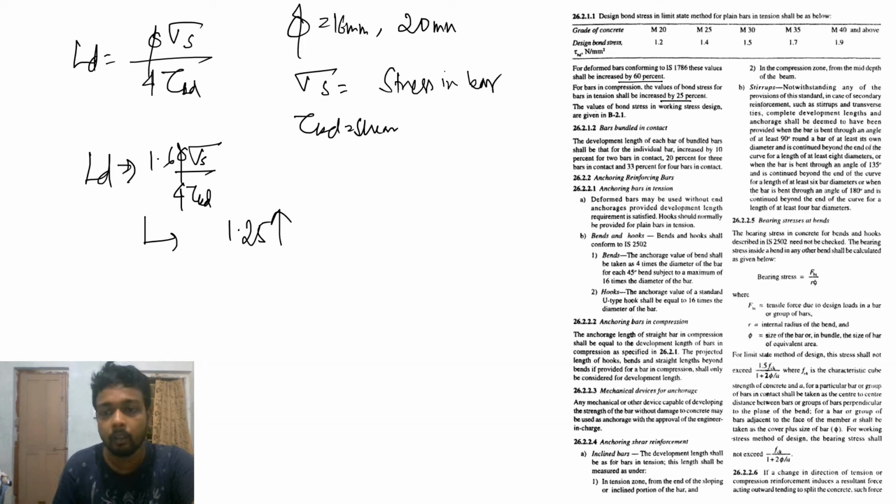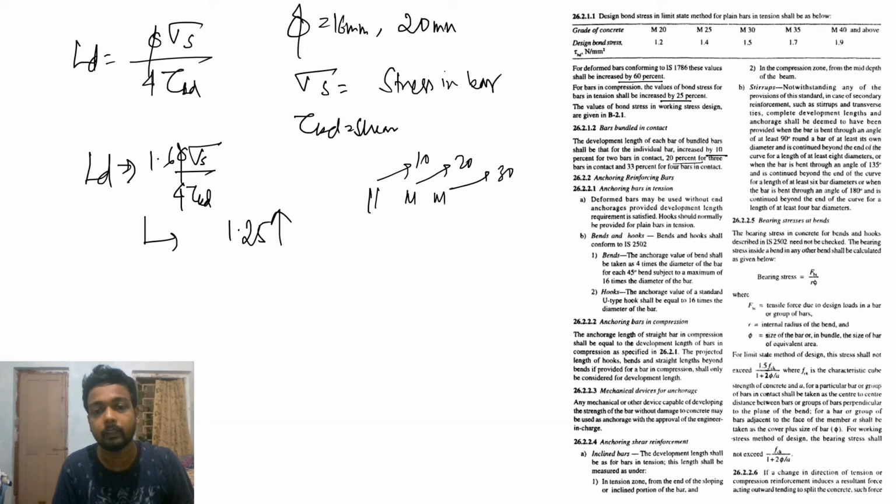Bar bundles in contact: the development length of each bar of the bundle shall be that of the individual bar increased by 10% for 2 bars in contact, 20% for 3 bars in contact, and 33% for 4 bars. So if you make a bundle of 2, 3 or 4 bars, increase by 10%, 20%, and 30%. Okay. Now we talk about anchoring.